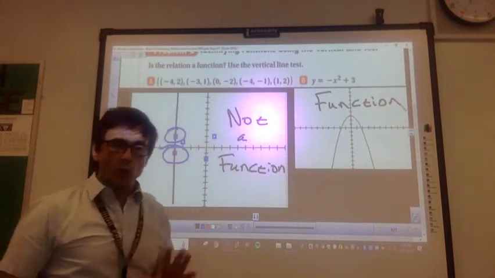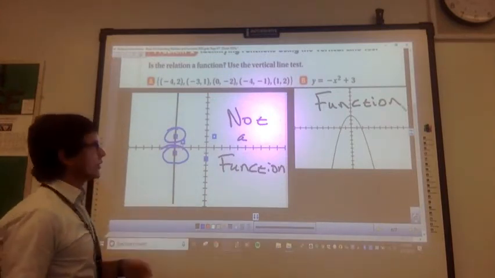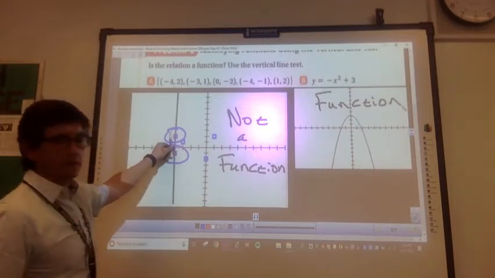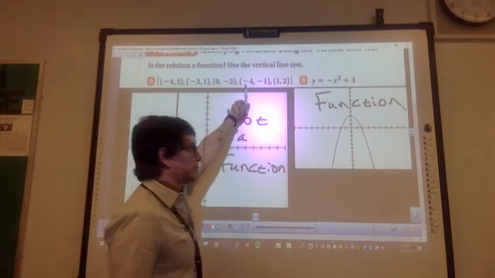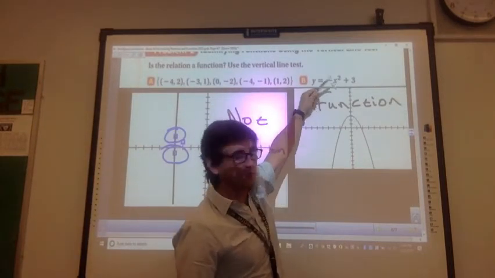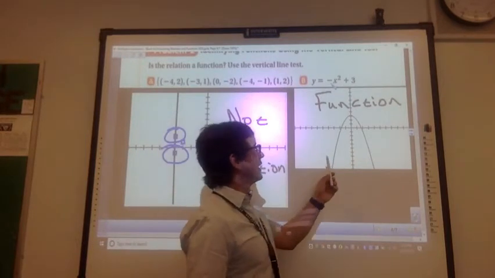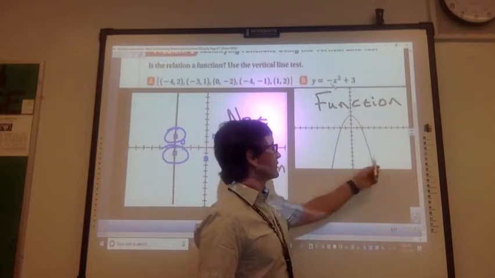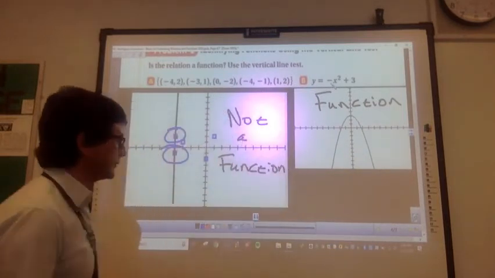So for whatever reason that vertical line test confuses people, hopefully it will not confuse you. Again, if it hits it twice, it's not a function. X values repeat. You can confirm it by looking at the X values. Now, if they give you a function like negative x squared plus 3, you're not going to be able to tell if X values repeat. But in this function, for every X value, there's only one corresponding Y value.